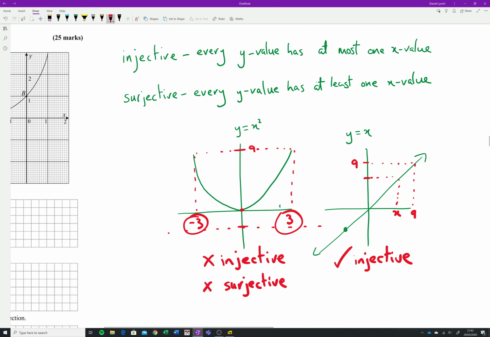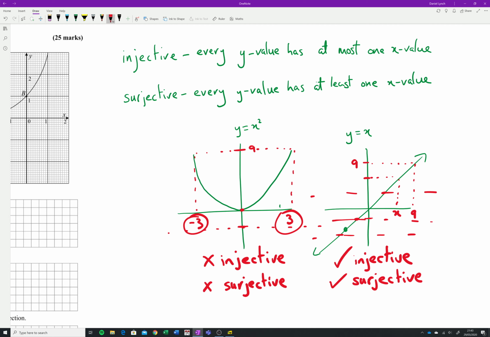Whereas over here, is every y value used up? For instance, is there an associated x value for when y is -1? And there is. If you were to draw a horizontal line, no matter where you drew it, you will always end up hitting the graph. Hits it there, hits it there, hits it there. There's nowhere where you can draw a horizontal line and not hit the graph. So this thing is also surjective.